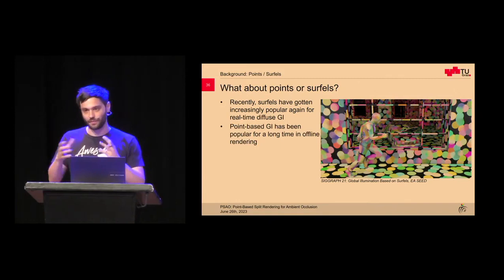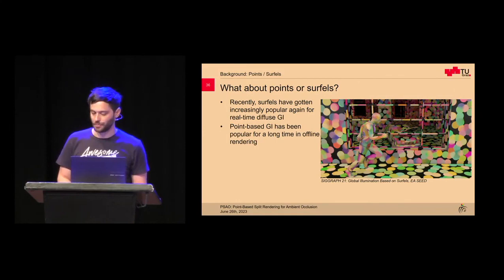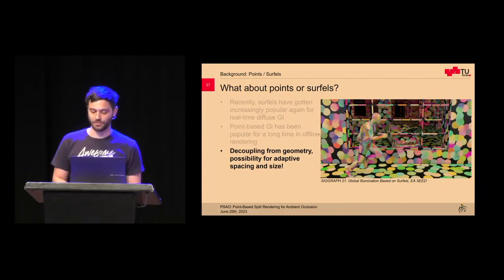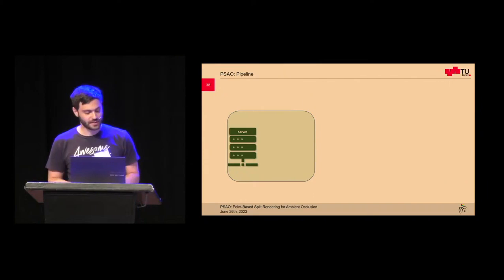Actually, point-based global illumination has been really popular for a long time in the offline rendering space, but not necessarily in real-time spaces. But some of the advantages of it are that we can completely decouple these points or circles from the geometry, and we have the possibility of adaptively spacing and sizing them. And this gets us to our point-based split ambient occlusion pipeline.